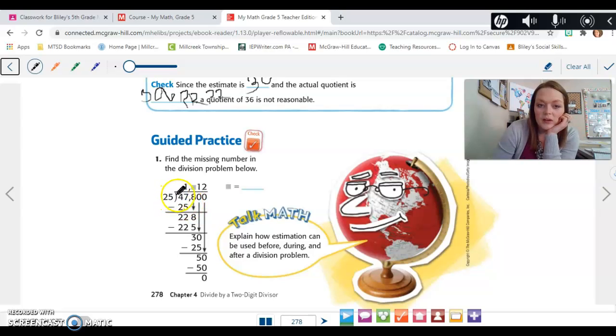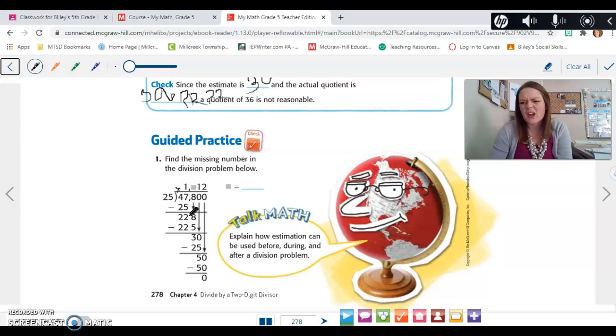We have 47,800 divided by 25. So we can see that 25 doesn't go into 4, and 25 goes into 47 one time. They subtracted, right? Okay, so 47 minus 25 gives me 22. And then I bring down my 8. How many times does 25 go into 228? If you would like, you can use your calculator for this. Let's try, remember, process or trial and error.